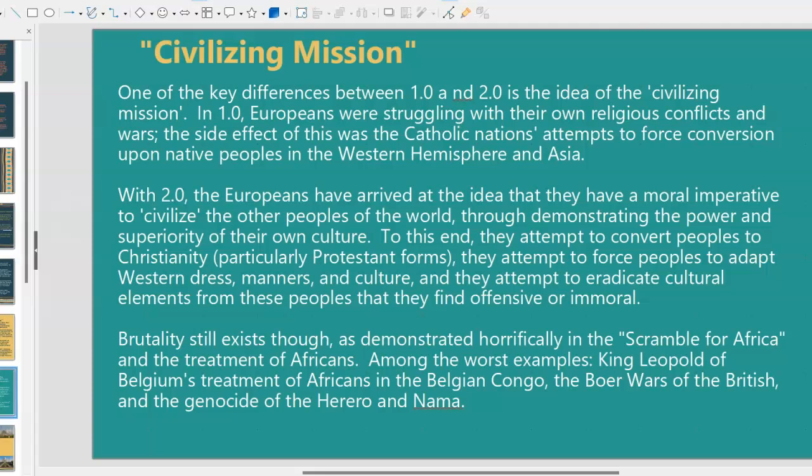Brutality still exists, though, as demonstrated horrifically in the scramble for Africa and the treatment of Africans. Among the worst examples, which Harari's already told you about, are King Leopold of Belgium, the Boer Wars of the British, and the genocide of the Herero and the Nama peoples by the Germans. So yeah, it is horrific. Many of the things that happened to Native Americans, and were still happening to Native Americans, we could talk about the Wounded Knee Massacre in 1890, are also happening in Africa as well.